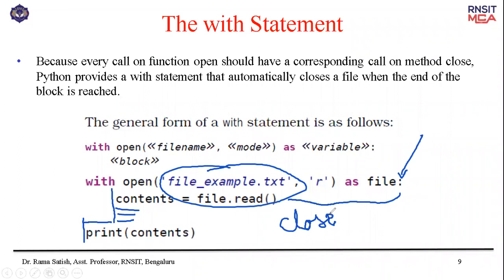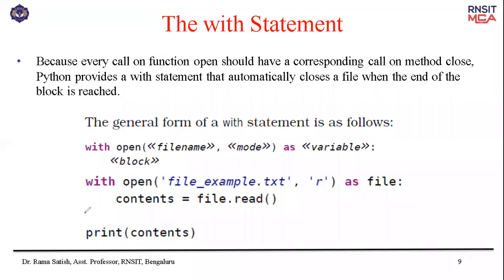That is the advantage, because every call on function open should have a corresponding call to close. Python provides a with statement that automatically closes a file when the end of the block is reached. When the end of the block is reached, automatically what happens?